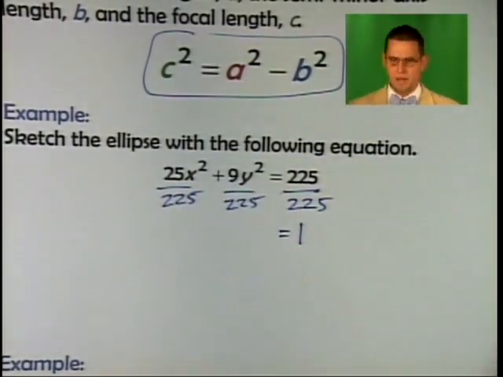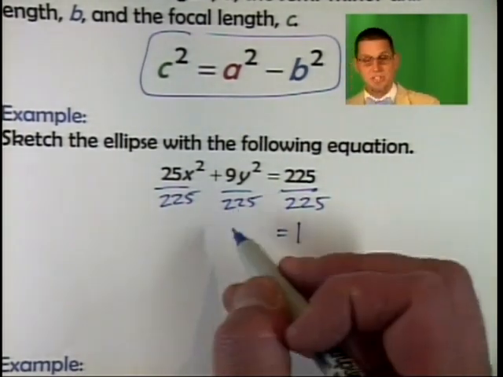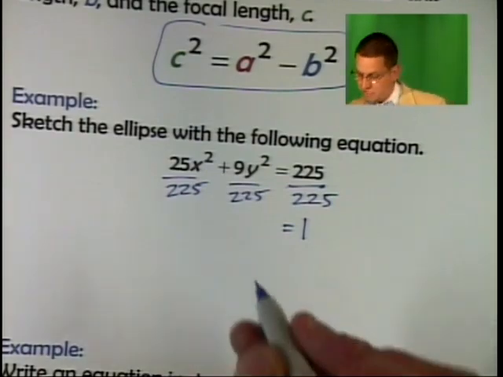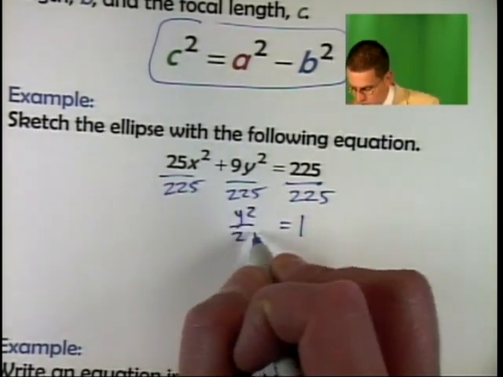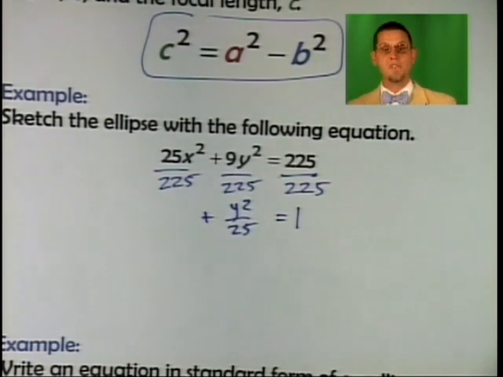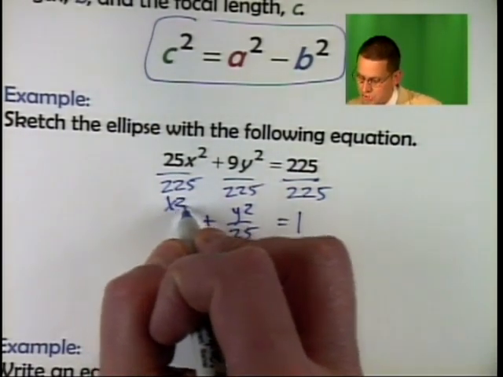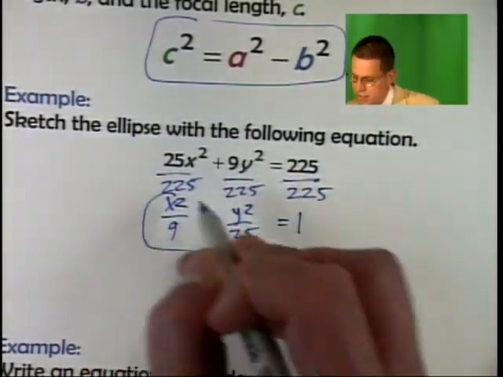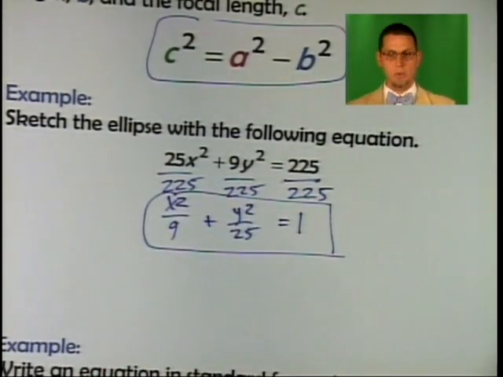9 over 225. What you want to do is simplify that as a fraction. That is the same as 1/25. So I end up with y squared over 25. Plus 25 over 225 simplifies to 1/9. So that's going to end up with x squared over 9. This right here is my standard equation.